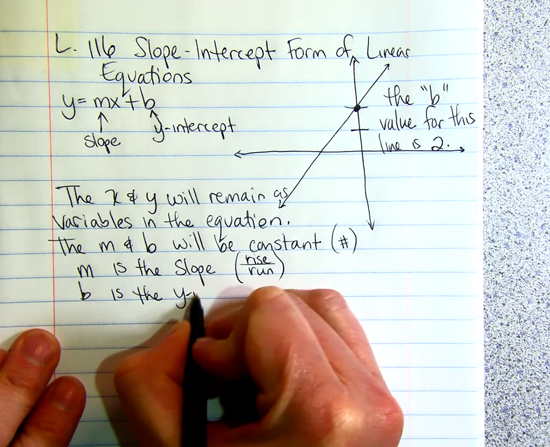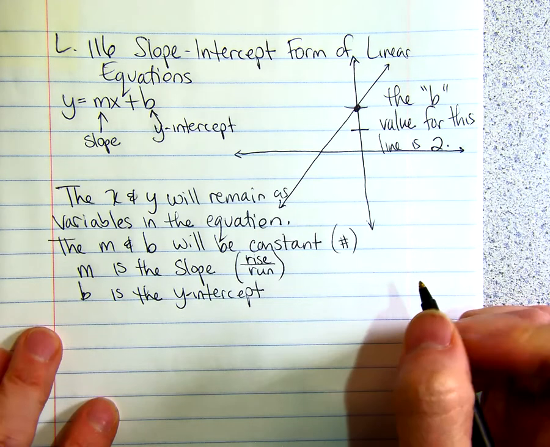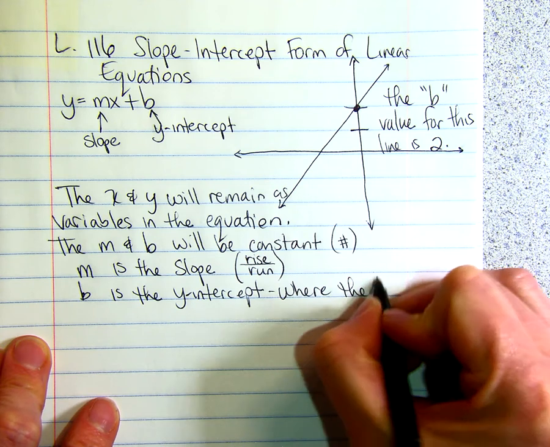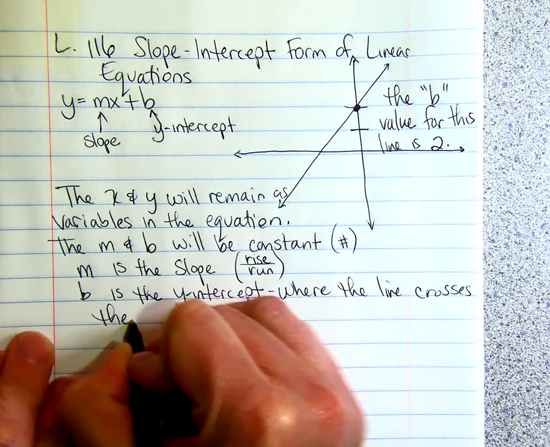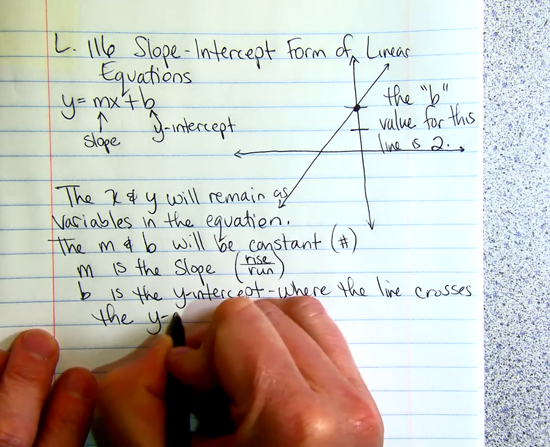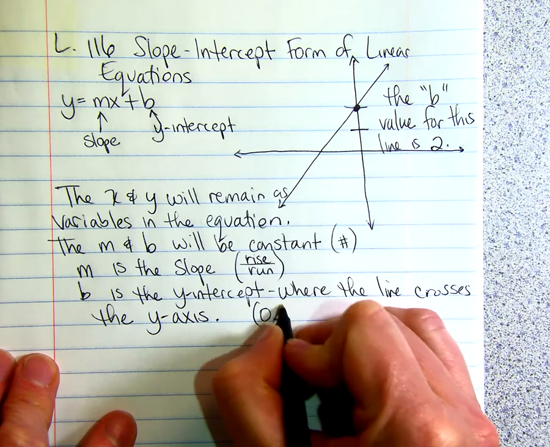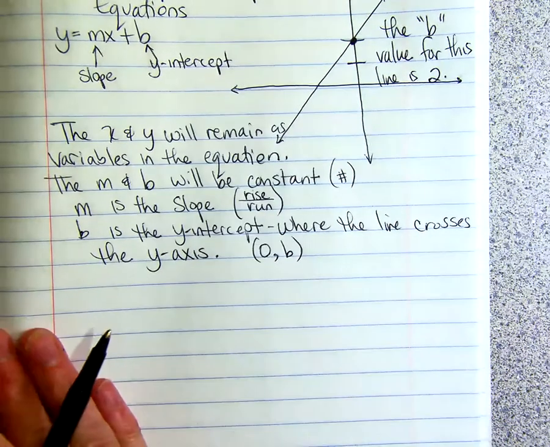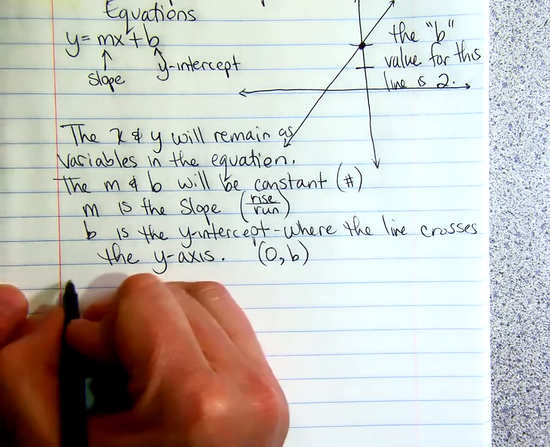b is the y-intercept, and that is where the line crosses the y-axis. It will be the point (0, b). So when x is 0 and y is b, that's where it will cross the y-axis.